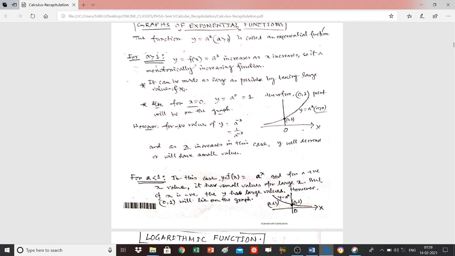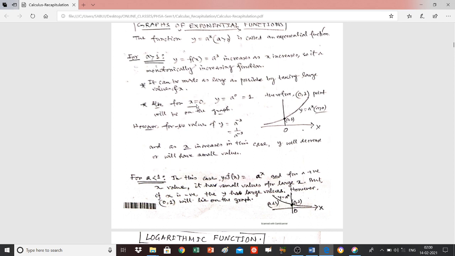To do that, you see from this relation that as x increases, y increases, and in this case y actually increases monotonically. So in that sense, this function y is called a monotonically increasing function, and it can be made as large as possible by taking large values of x.